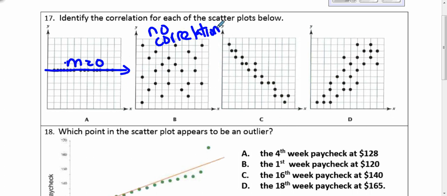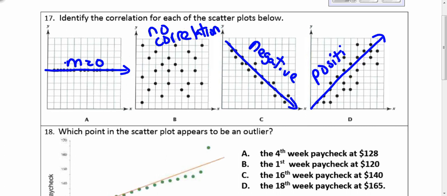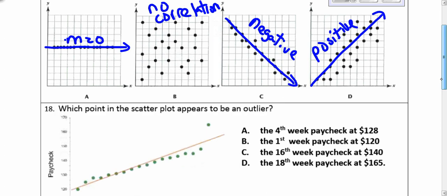All right, there is no correlation. It's not going negative. It's not going positive. There's no pattern. Really, B is no correlation. This one, I'm drawing a trend line here to show the correlation. This has a negative correlation. And this one, D, showing as a positive. Goes up from left to right. C goes down from left to right.